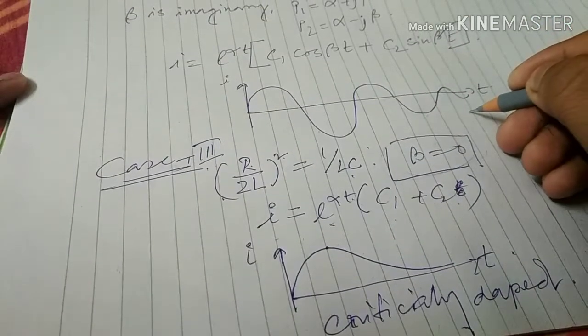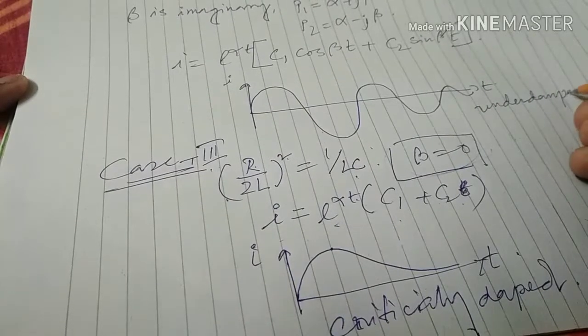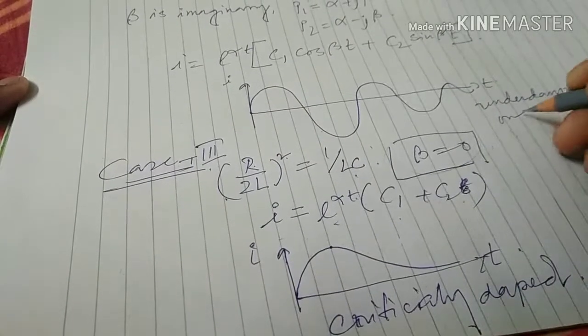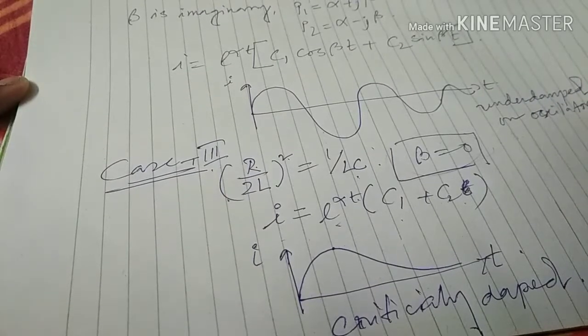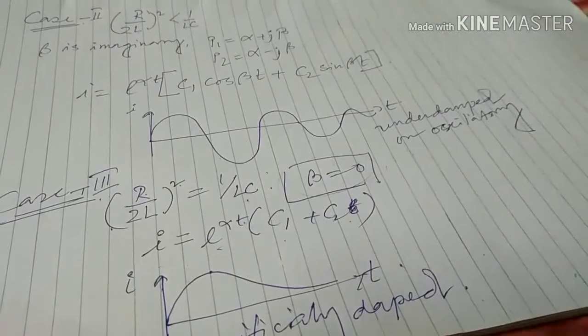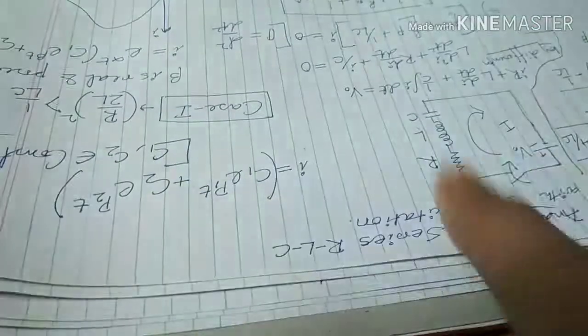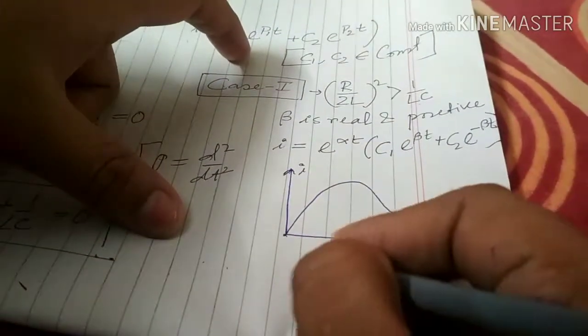And this is underdamped or oscillatory, and the first one is overdamped.